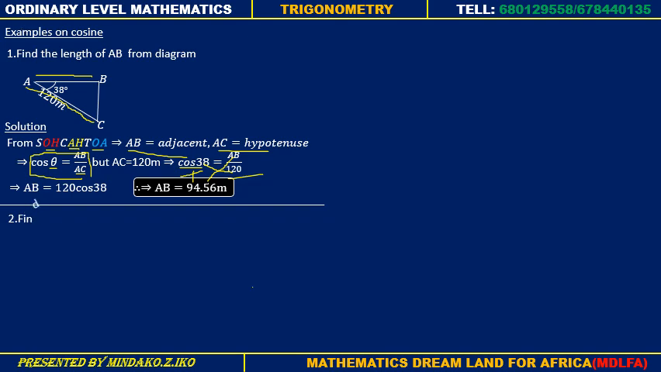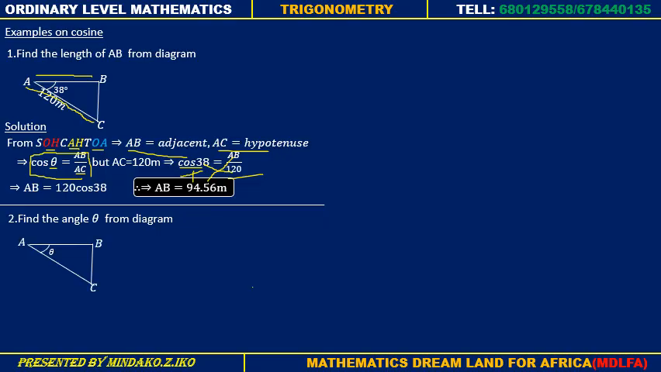Number 2. In this number 2, we are still dealing with cosine. In number 2, we have: find the angle theta from the diagram. So let me display the diagram to you. That is the diagram, and we can label it ABC.